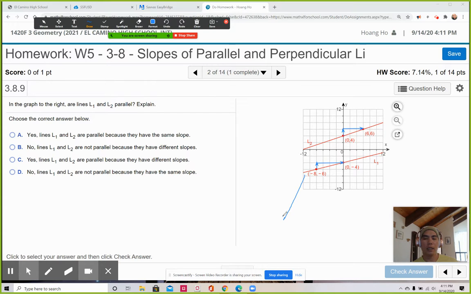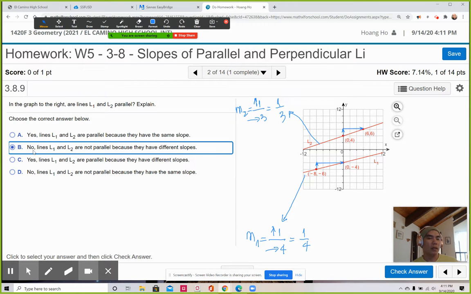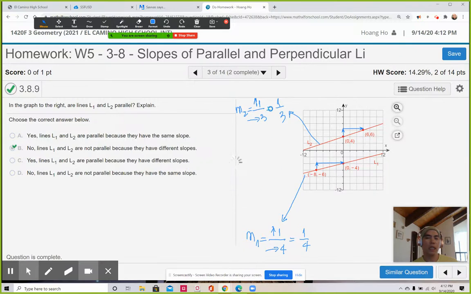The slope of this line is m1 equals up 1 and then right side 4, so positive 1/4. The other slope is up 1, right side 3, so 1/3. Again, the two slopes are not the same, so the answer should be no. So the B. No, lines 1 and 2 are not parallel because they have different slopes. Okay, check the answer. Move on to number 3.